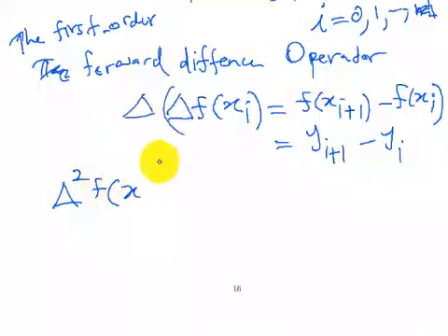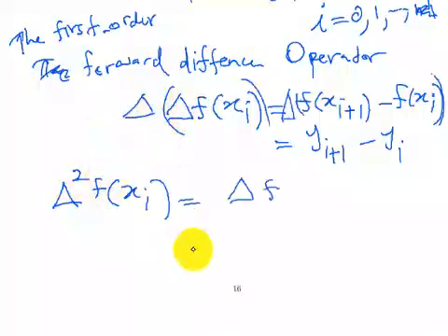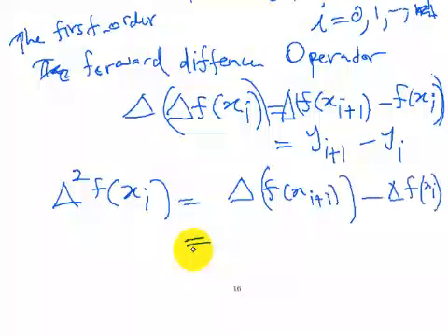All right, and this becomes delta squared of f of i, which is equal to delta of f of x_{i+1} minus delta of f of x_i. So you can use that.